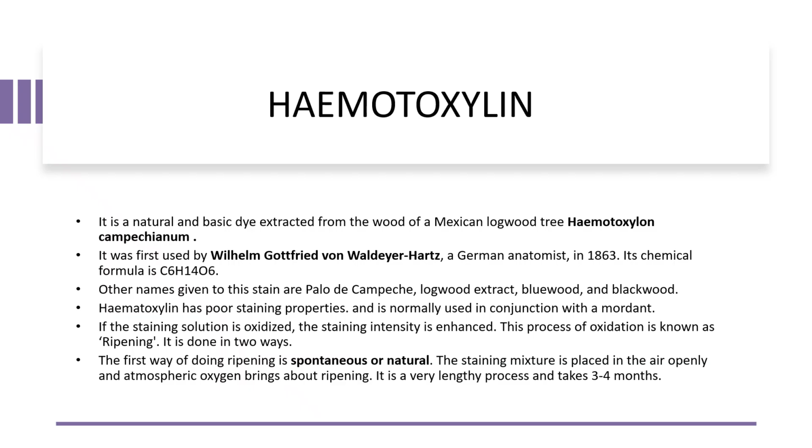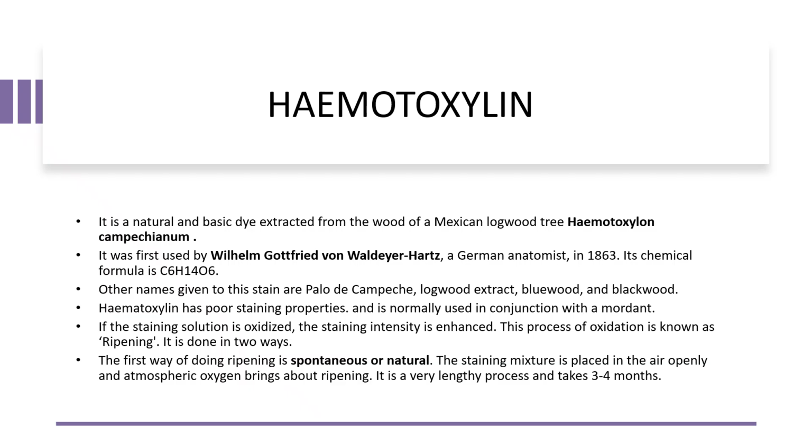Hematoxylin has poor staining properties and is normally used in conjunction with a mordant. In other words, we can say that hematoxylin is an indirect stain. The ripening or oxidation of the hematoxylin before use is a compulsory step. So there are two ways for the ripening or oxidation of hematoxylin. The first one is spontaneous or natural, and the other is chemical oxidation.